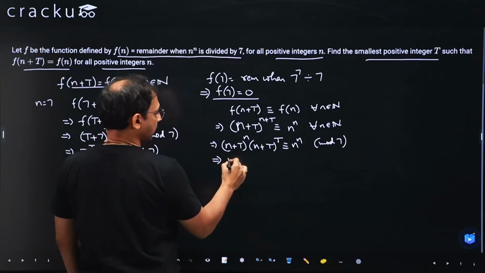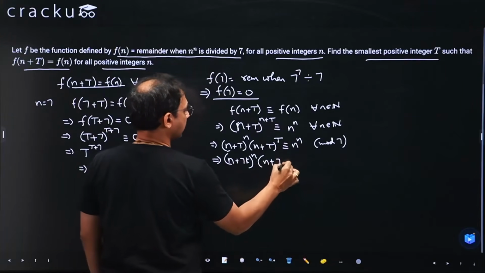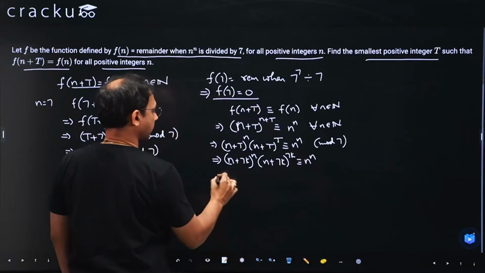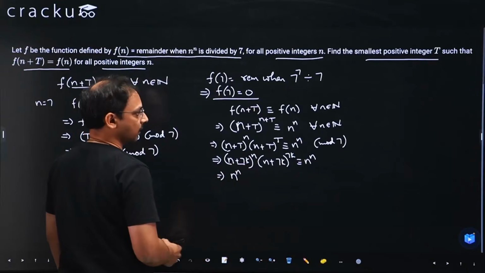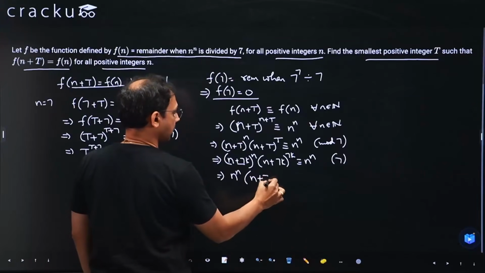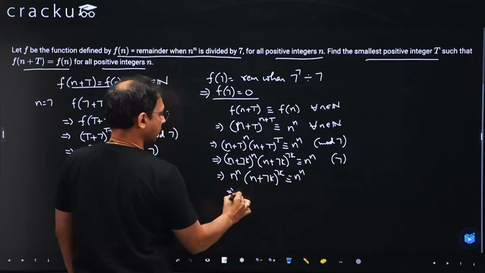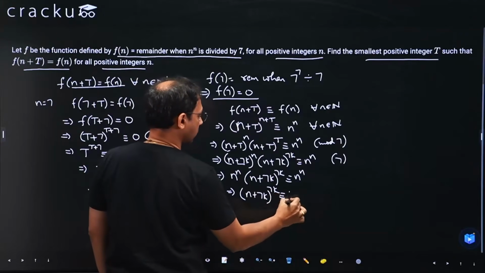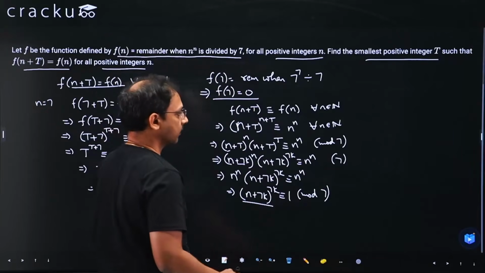From here I can write (n + 7k)^n into (n + 7k)^(7k) is congruent to n^n. In the first term, this is n^n. From the second term onwards everything will be a multiple of 7, so we can ignore that. Here I can write (n + 7k)^(7k) is congruent to n^n. This will reduce to (n + 7k)^(7k) is congruent to 1 modulo 7. This is true for all n.